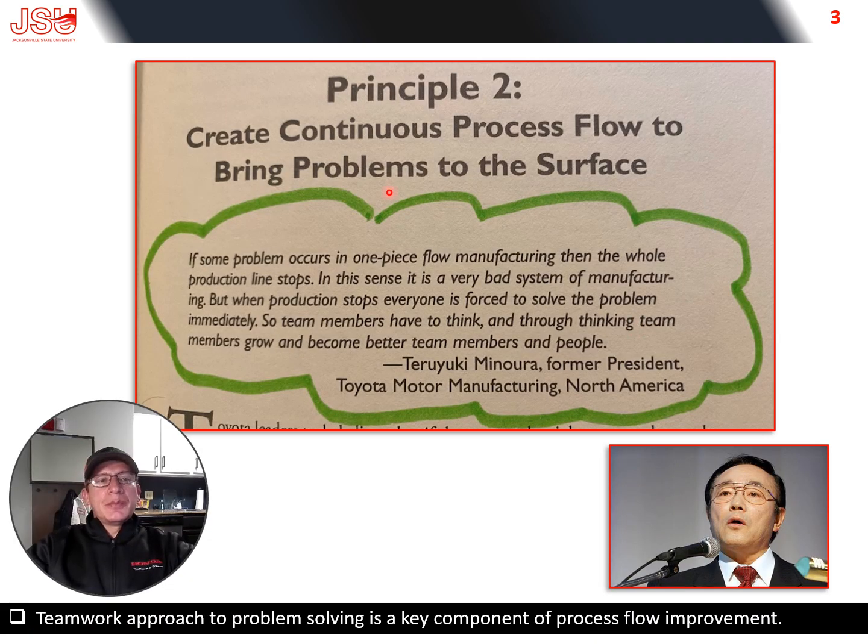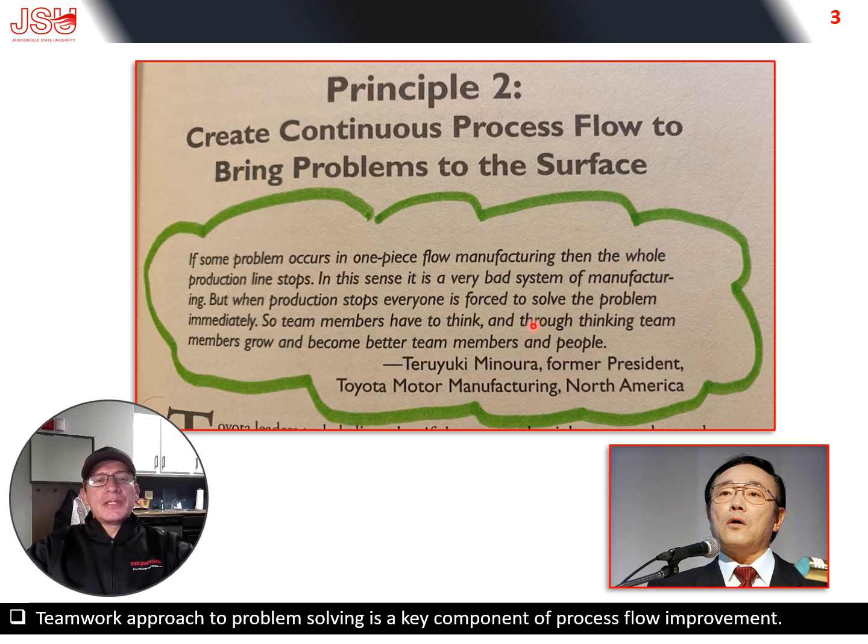I want to start Principle 2 with this important statement from Minoru San, former president of Toyota Motor Manufacturing of North America. If some problem occurs in one-piece flow manufacturing, then the whole production line stops. In this sense, it's a very bad system of manufacturing. But when production stops, everyone is forced to solve the problem immediately. So team members have to think, and through thinking, team members grow and become better team members and people.